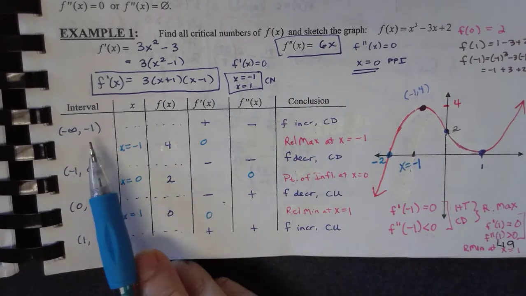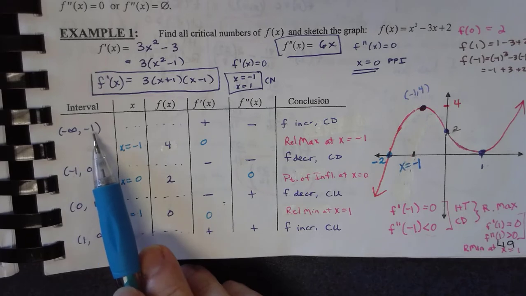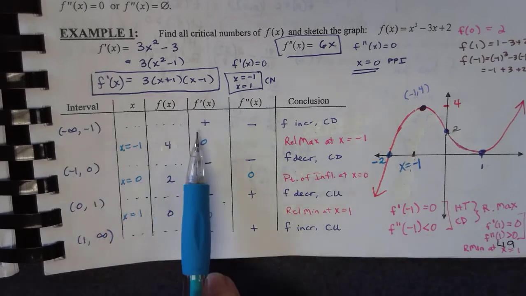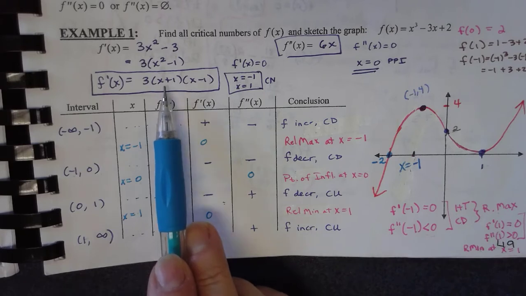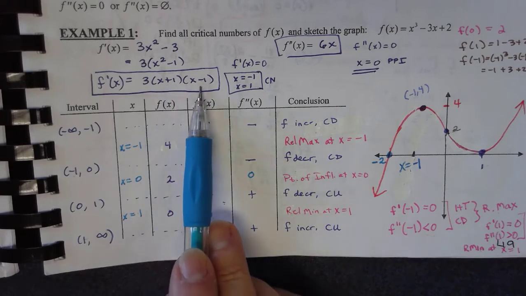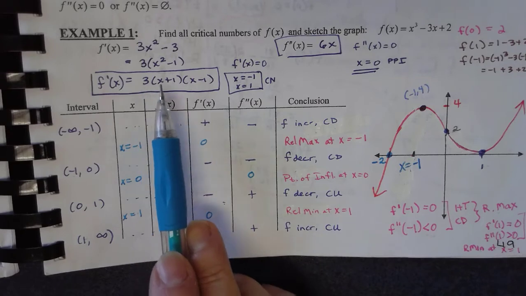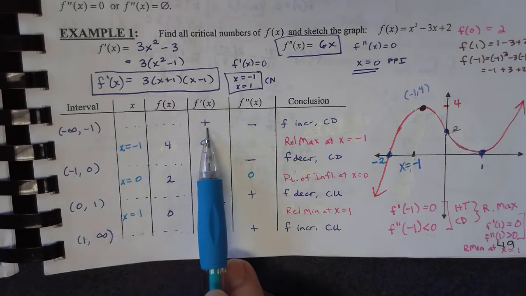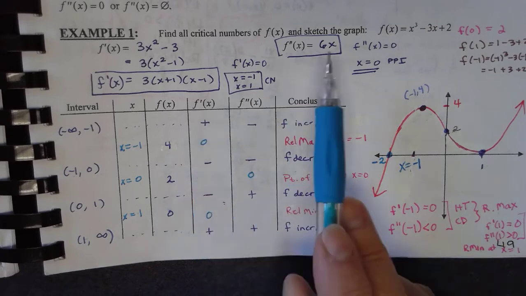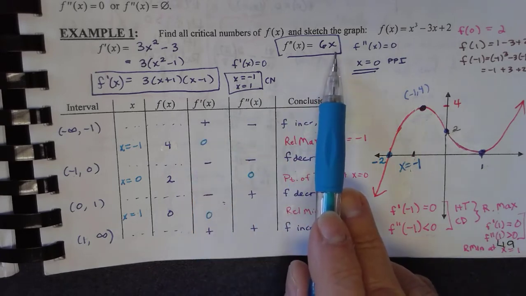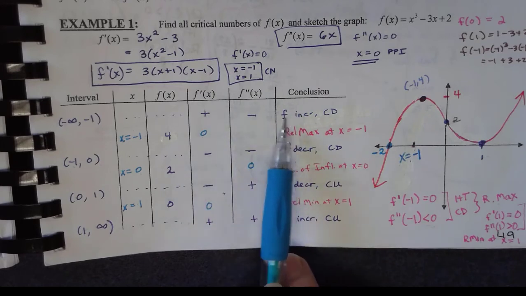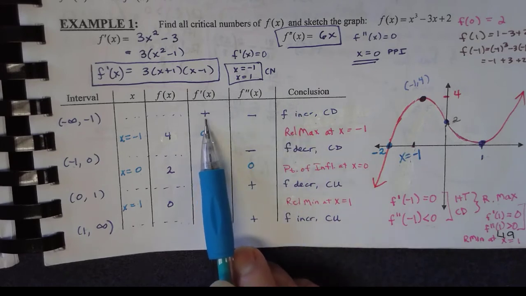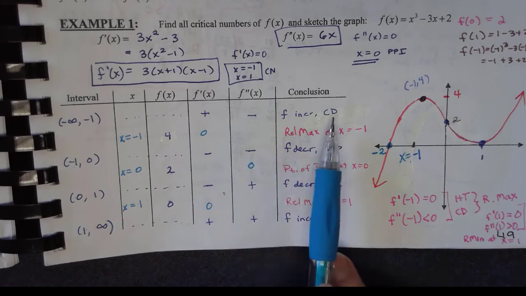So let's pick a number between negative infinity and negative 1. Why not negative 10? If we substitute negative 10 here, I get 3 times negative 10 plus 1 is negative. Negative 10 minus 1 is negative, so 3 times negative times negative is positive. So the first derivative is positive. While that number negative 10 is in our head, let's go to the second derivative, and 6 times negative 10 is negative. So this tells me that f is increasing because f prime is positive, and concave down because f double prime is negative.